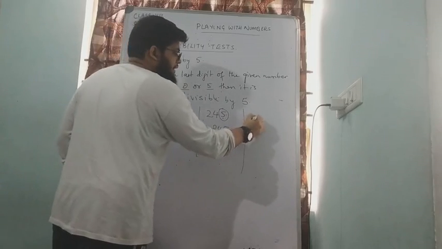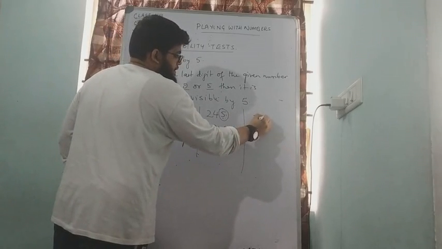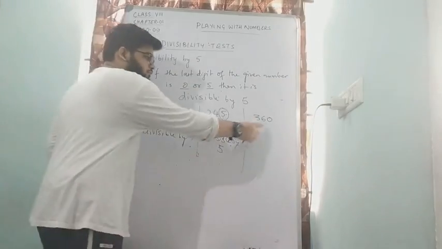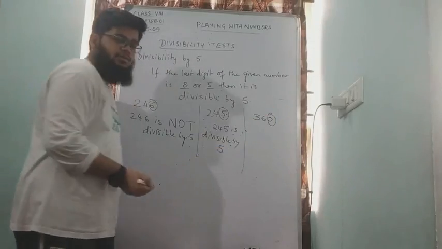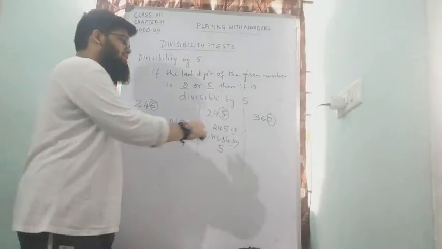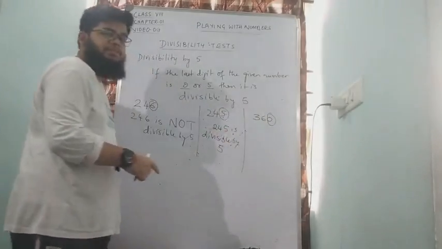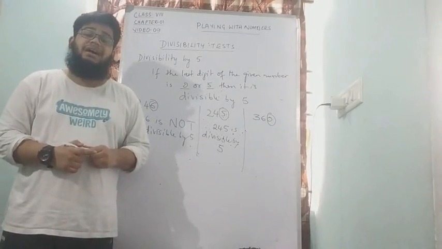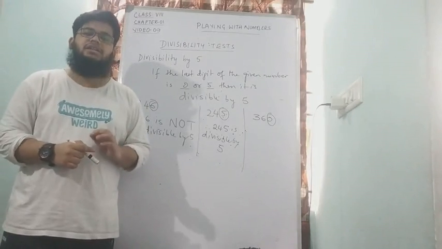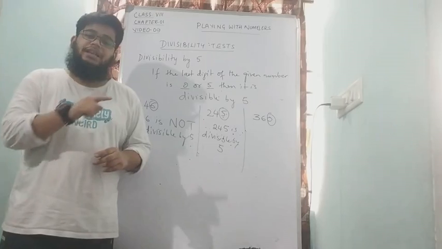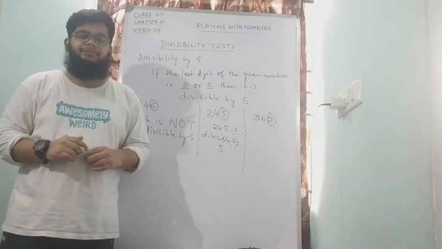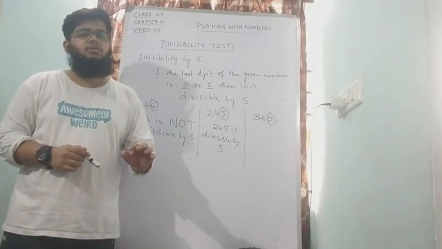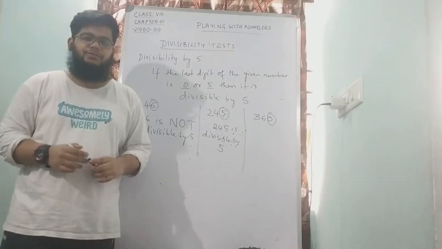If I have a number like 360, what is the last number? 0. So if I have the last number as 0, that means even then this entire number 360 will be divisible by 5. So in simple words, if the last digit of any number given to you is 5 or 0, that means that entire number can be divided by 5, or it is divisible by 5. So the rule is last number is 0 or 5, any one of those.